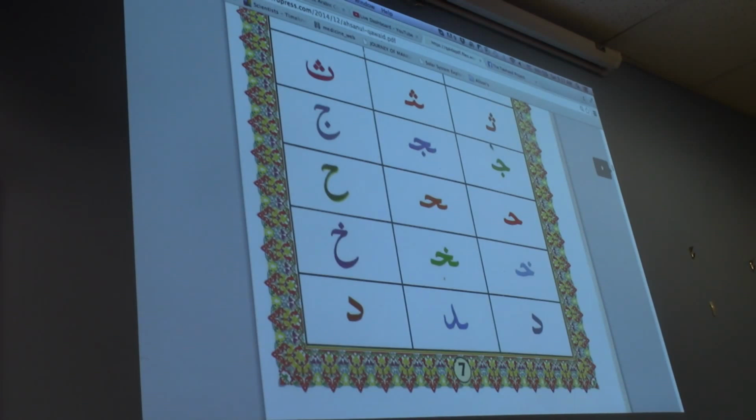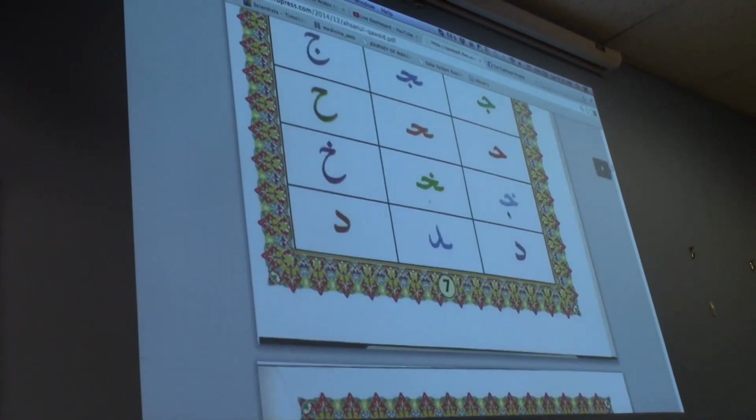Look at tha. Tha in the beginning. Tha in the middle. And tha when it comes at the end. Jim in the beginning. Jim in the middle. See it connected there? It's connected from the middle so that I can connect to another letter. Then Jim at the end. Ha in the beginning. Ha in the middle. And ha at the end. Kha in the beginning. Kha in the middle. Look, let's connect. And kha at the end.